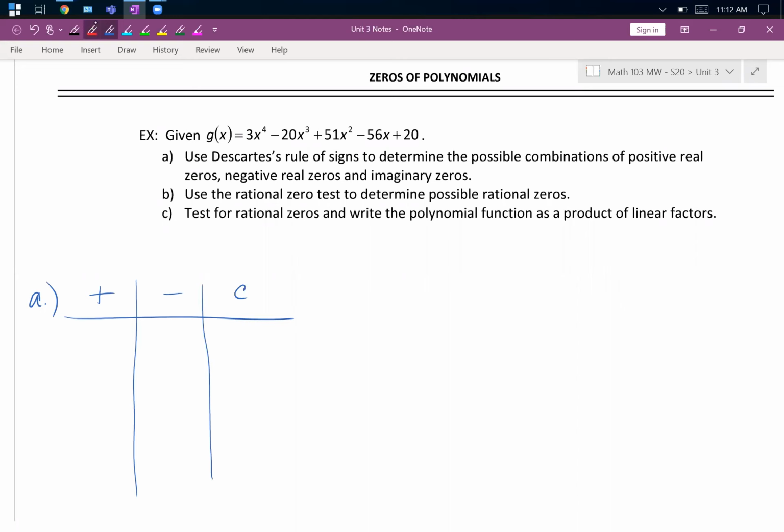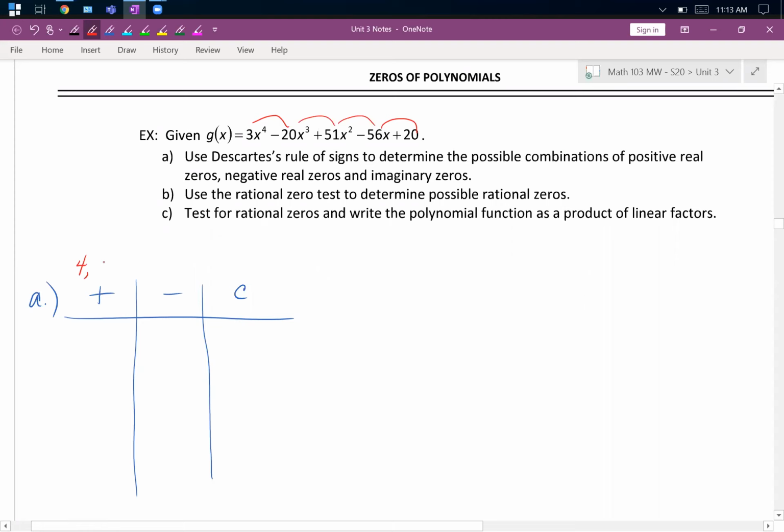So looking at the number of sign changes, we have 1, 2, 3, 4. So we have 4 sign changes. So that's our first option, but remember Descartes tells us that it is either that or less than that by a multiple of 2. So if I subtract 2 from 4, I get 2.